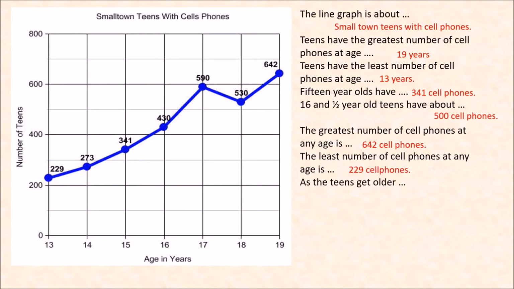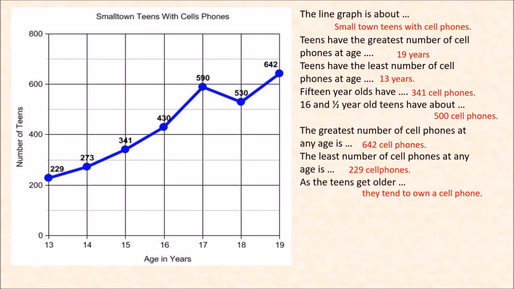As the teen gets older, so this is now describing the trend, as the teens get older, do they have more cell phones, or do we have a decrease in the number of cell phones? They tend to own a cell phone because the number of teens owning a cell phone as the age increases is increasing also. So the trend is increasing.